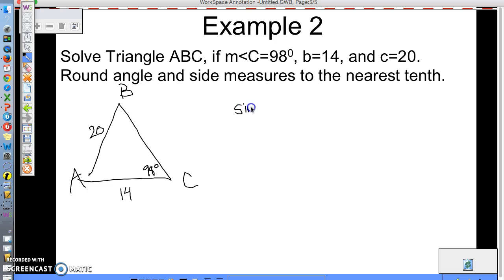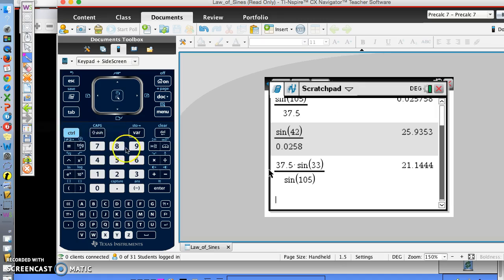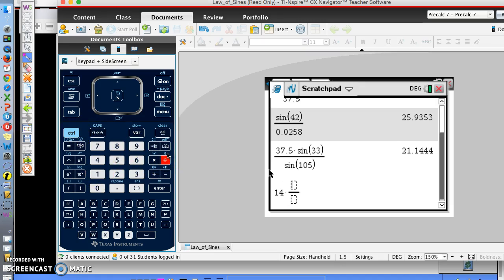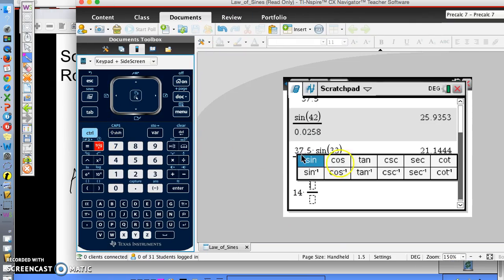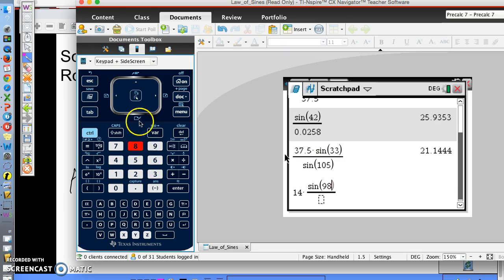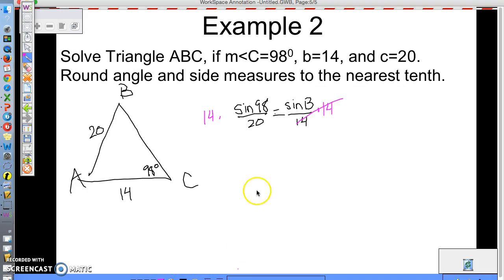So we'd set it up. The sine of 98 over 20 equals the sine of B over 14. Well, we want to get sine of B by itself, so we can multiply each side times 14. So we got 14 times sine of 98 over 20. So 0.693.